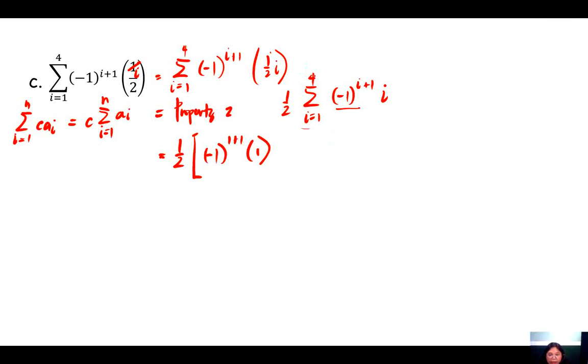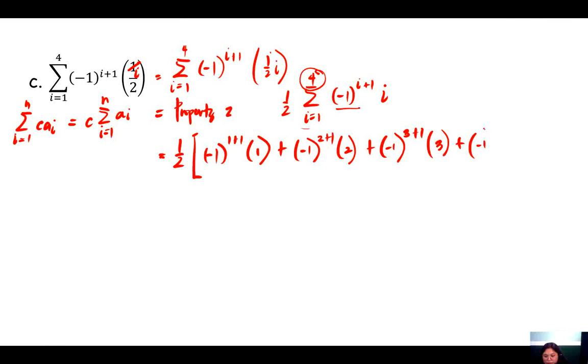We all know that our endpoint is 4. Okay? So, plus negative 1 raised to 2 plus 1 quantity 2. Plus negative 1 raised to 3 plus 1 times 3. So, be attentive, class, ha. Negative 1 raised to 4 plus 1 quantity 4. Okay, so let's recheck kung tama ba tayo ng mga nailagay na value ng I. So, our starting point is 1 and our end point is 4. So, let's check. So, 1, 2, 3, 4, correct. So, ano pa yung mga magbabago dyan, class? Si I, this one. So, 1, 2, 3, and 4.